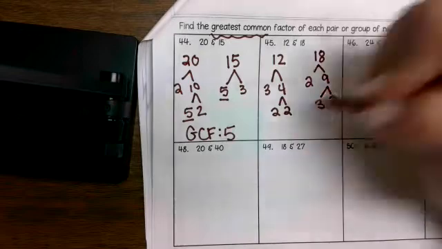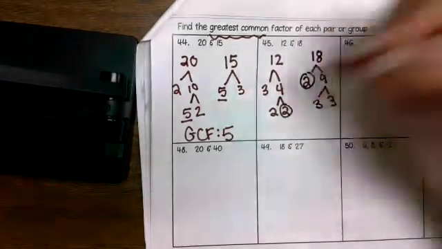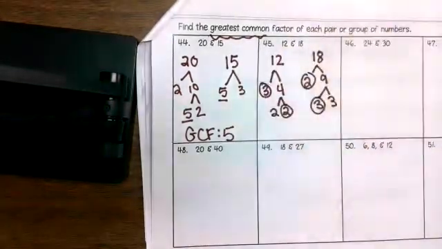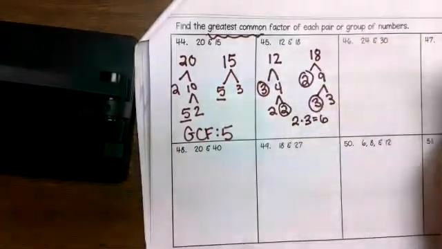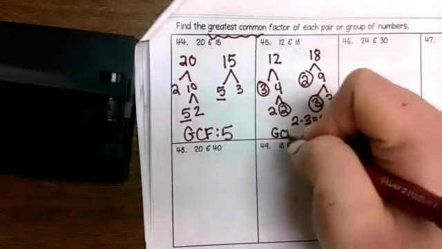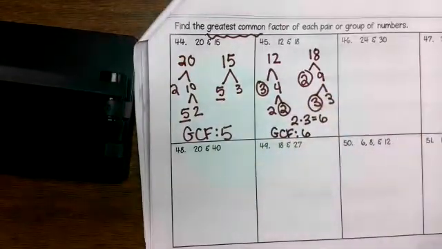All right, we're looking for the ones they have in common. I see they both have a 2 in common. I see they both have a 3 in common. So what I'm doing there is I'm going to do 2 times 3. That gives me 6. So my greatest common factor is 6.